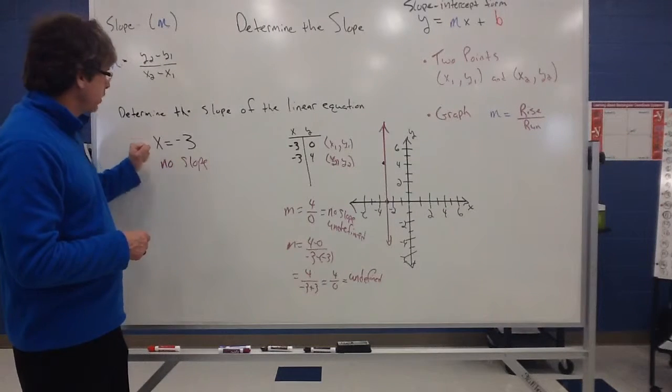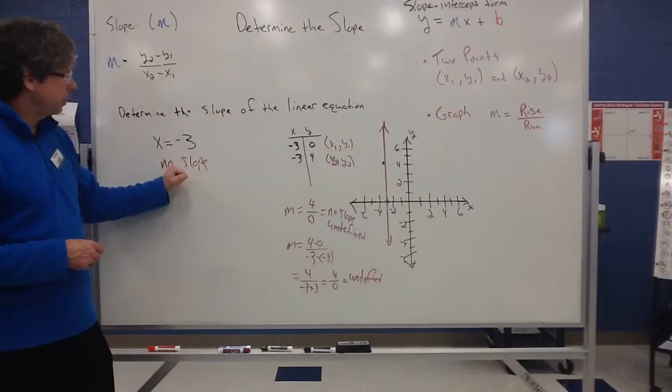So since it doesn't have a slope-intercept form, I can't solve for y. This is going to be a no slope.